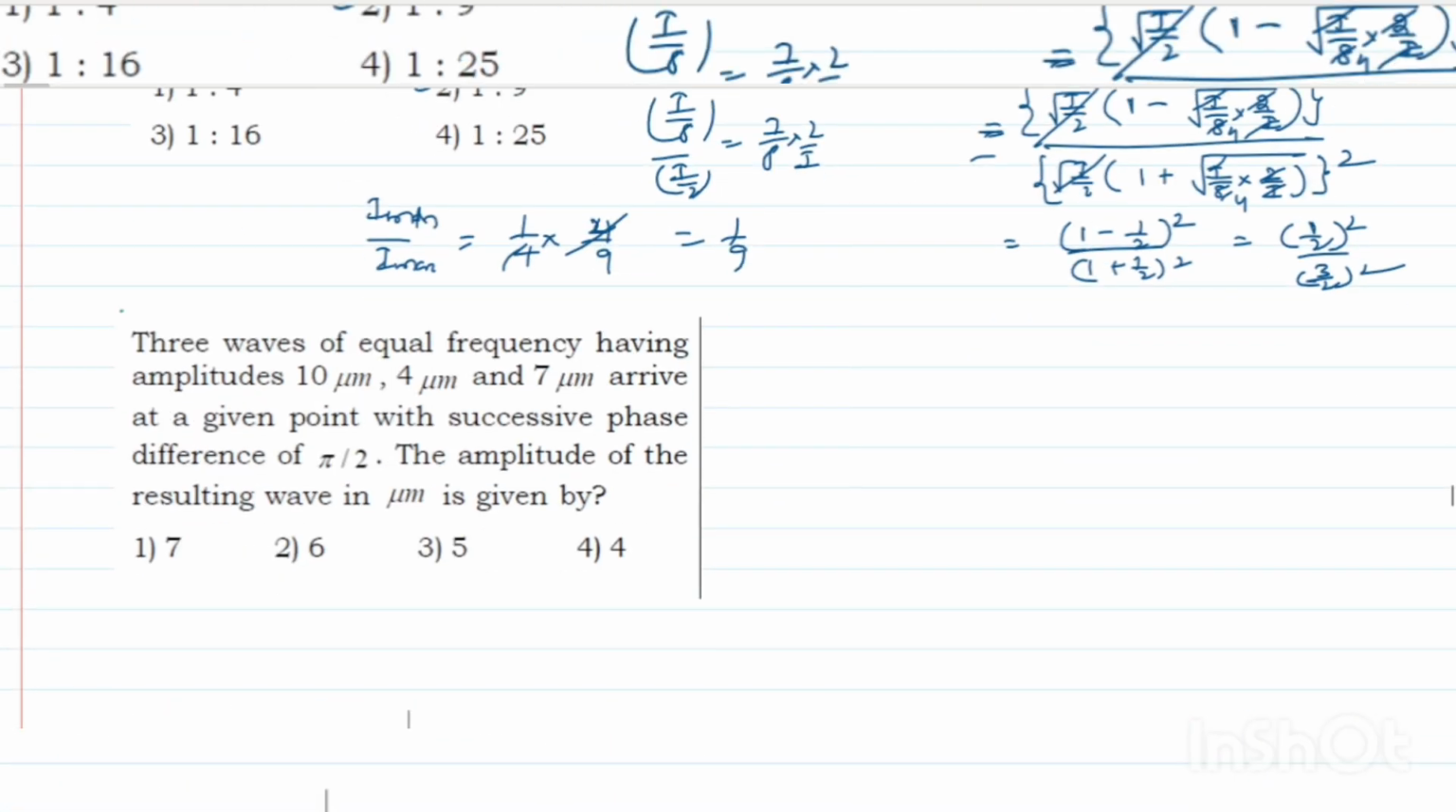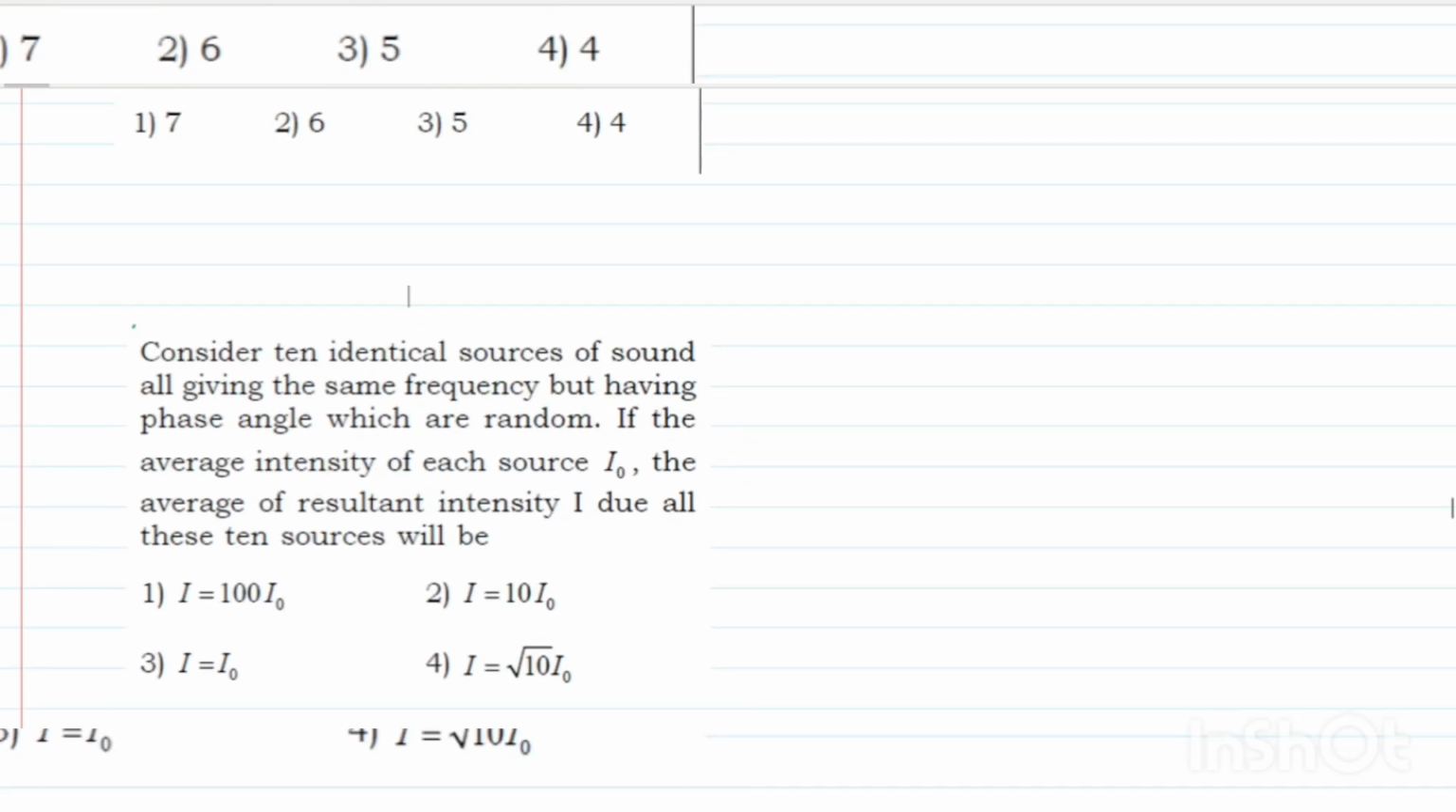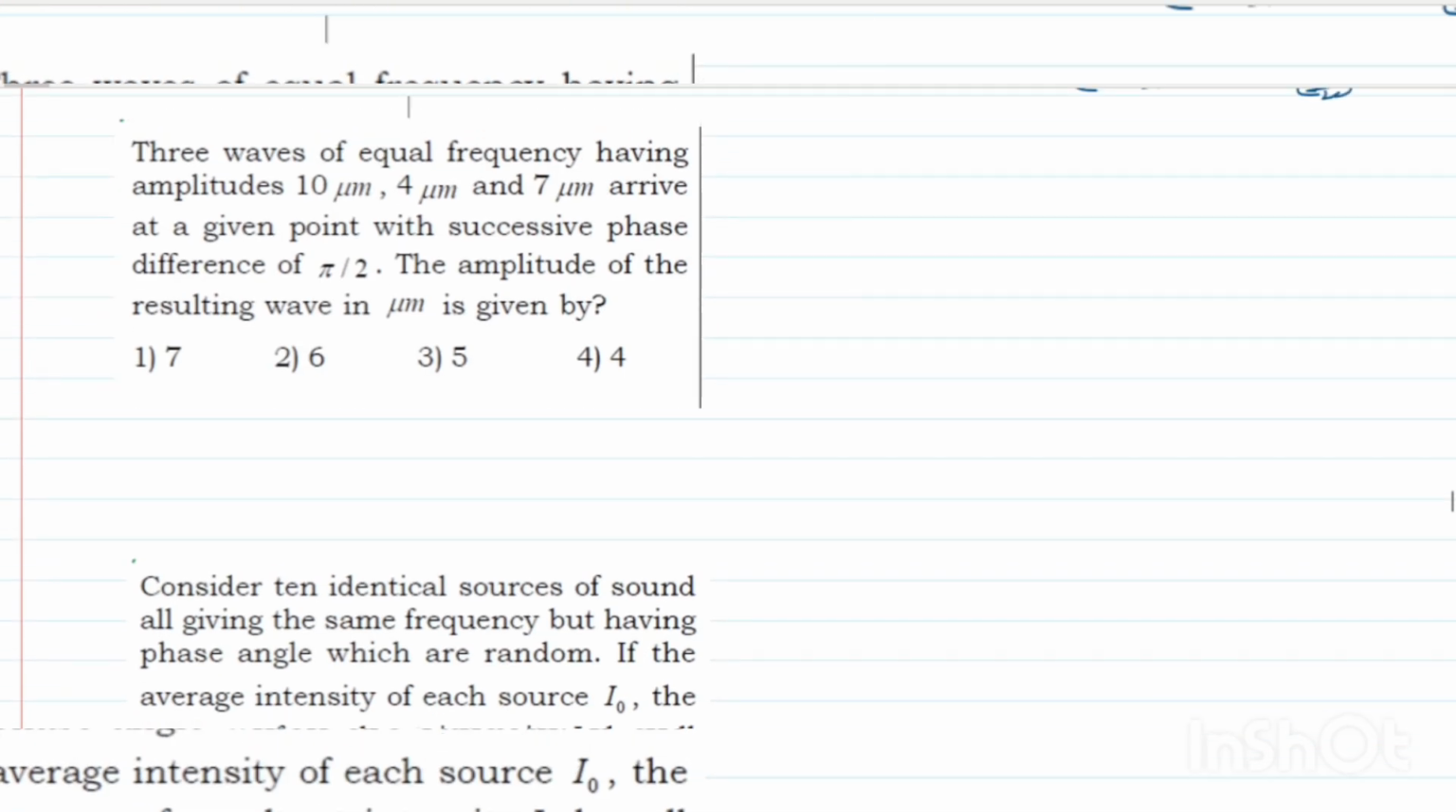Now let us see the next question, students. Here 3 waves of equal frequency are given, having amplitudes of 10 micrometer, 4 micrometer and 7 micrometer, arriving at a given point with a successive phase difference of pi by 2. The amplitude of the resultant wave in micrometer they are asking. So here 3 waves are given, students.